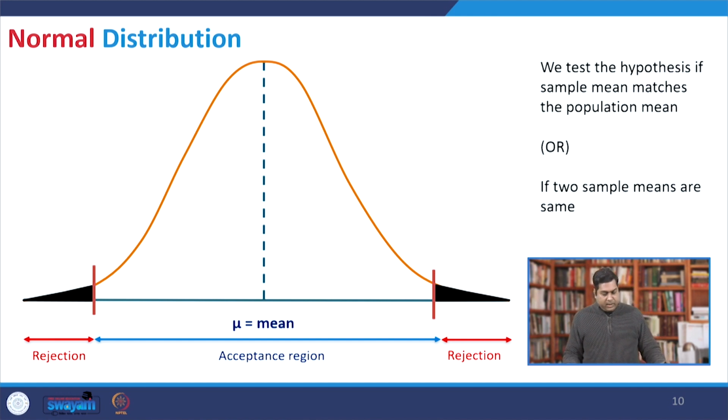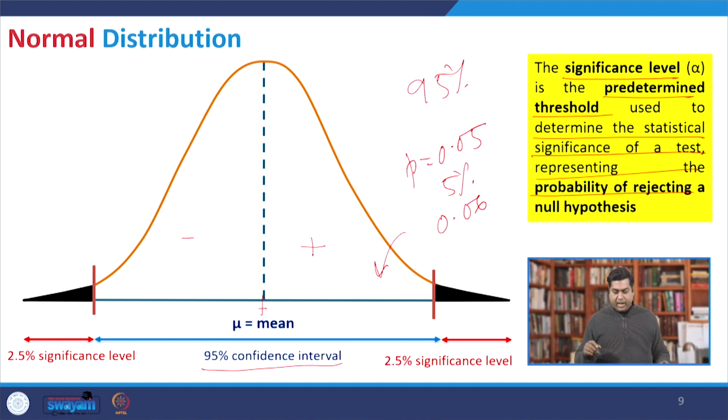Now, in this particular case, whenever you have this 5% and it is a two-tailed test, where we are testing both sides, we divide the alpha value by 2 on either side, right. That is why it is 2.5% on either side.